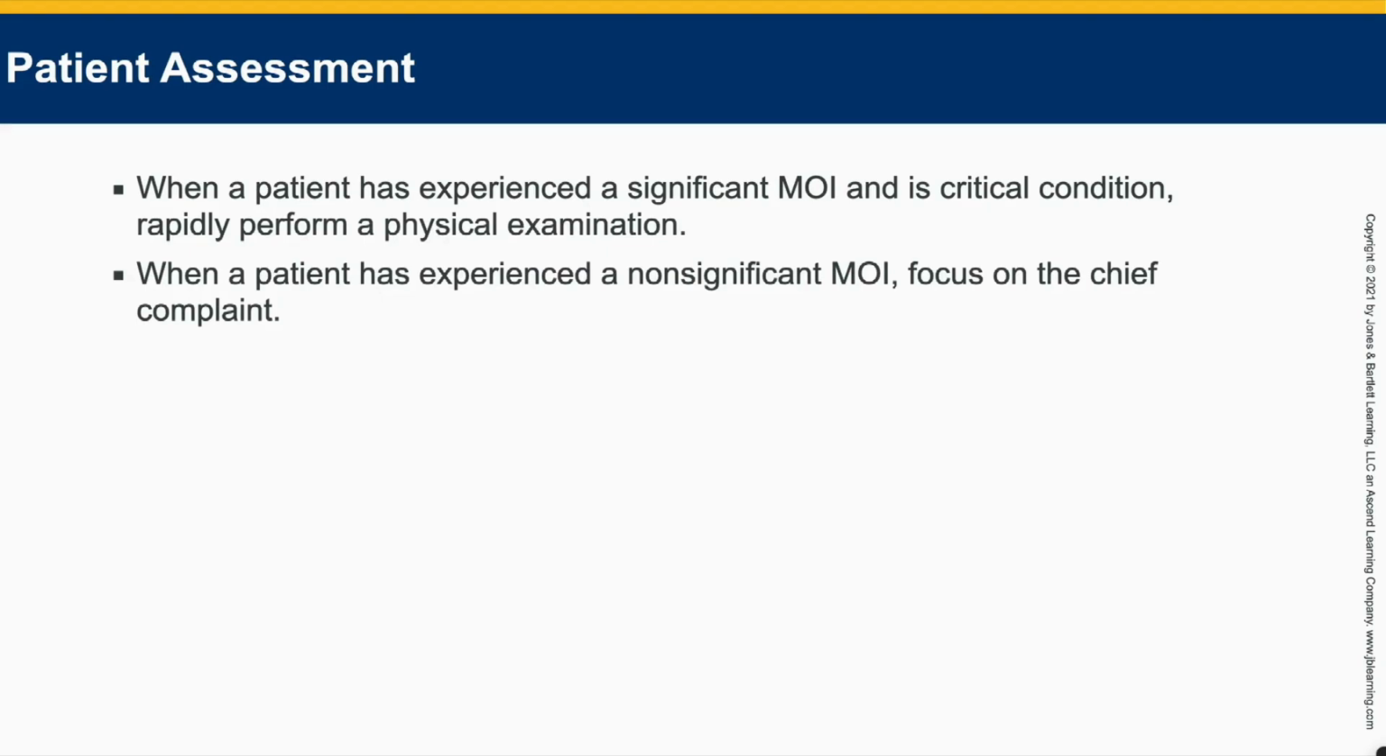Now we're moving into patient assessment, and this is where you start applying everything we talked about. Your approach is going to depend heavily on the mechanism of injury and how sick your patient is. If the patient experienced a significant mechanism of injury and appears critical, you're going to move quickly into a rapid physical exam. You're looking for life threats and major injuries right away. On the other hand, if the mechanism of injury is non-significant and the patient appears stable, you can slow things down a bit and focus more on their chief complaint.